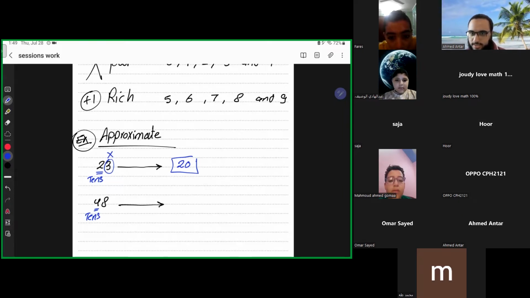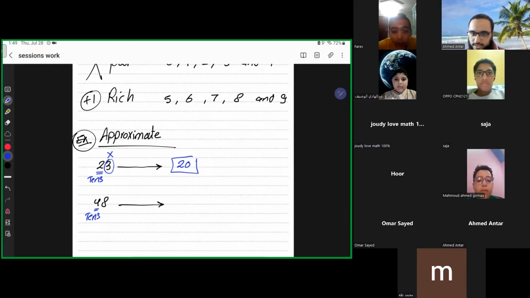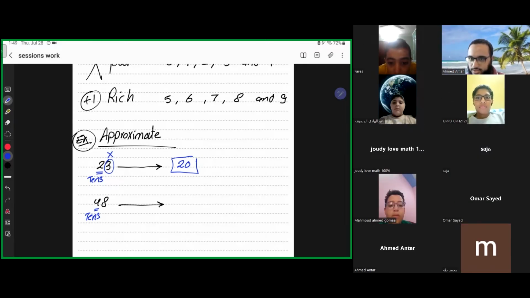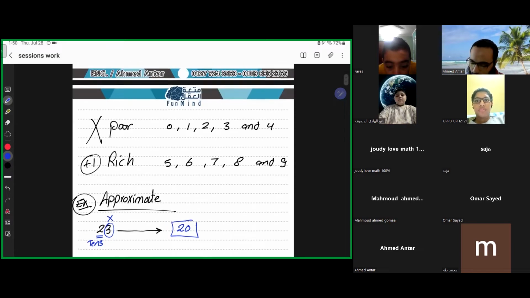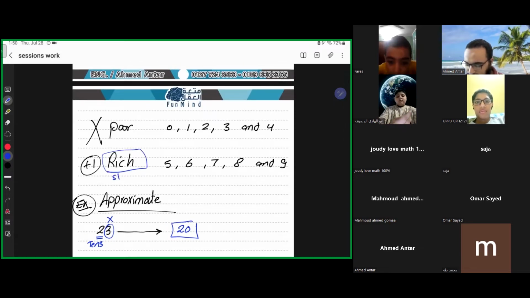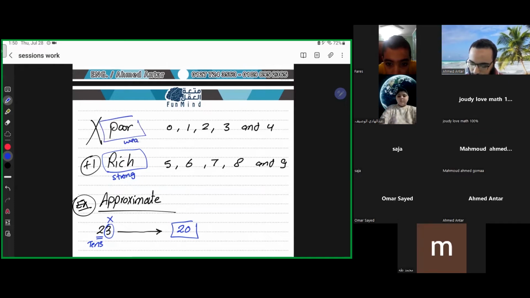Open your camera, please. So Saja, can you solve this question? So this is the 48. He needs to approximate it to the nearest ten. So the tens digit is 4. Then which is beside the 4? Rich. 8. The 8 is a rich number. Also, you can call it a strong number instead of rich. Some students can say that these numbers are the strong numbers and these numbers are the weak numbers. And there are many ways of naming these.